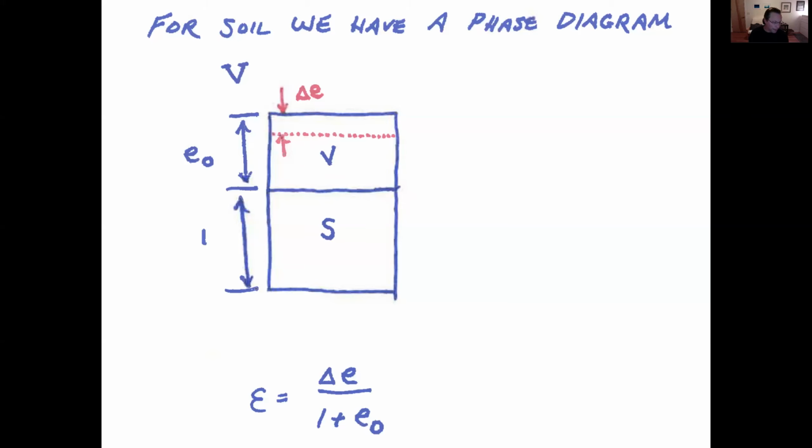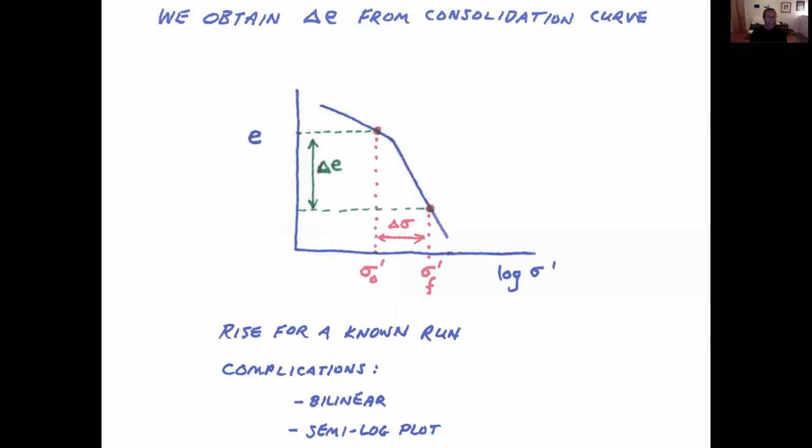What we're trying to do with this, when we evaluate strain of a soil, is to obtain delta E from a consolidation curve. And I have 2 points of interest on this curve identified with red dots. Let's call it a starting point of stress and an ending point of stress. And that delta sigma is associated here due to placement of an embankment or placement of a building, something like that, that's causing some delta sigma in a compressible soil layer.